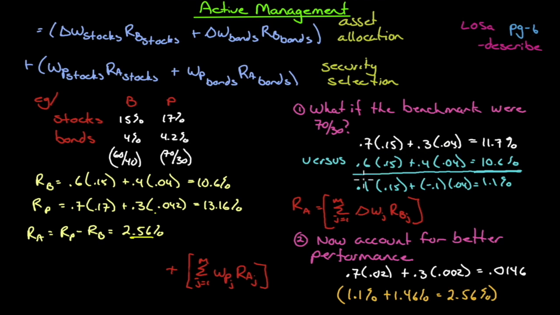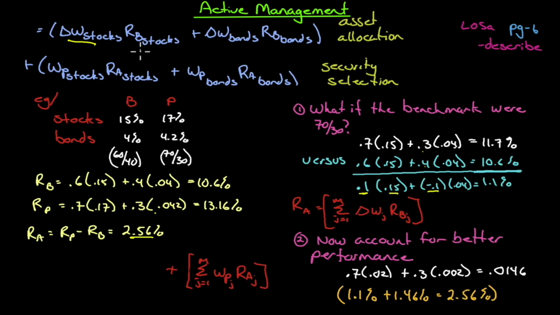Here's the original 60-40. If we subtract them, because we subtracted these two numbers, so let's subtract all the way along. 0.7 minus 0.6 is 0.1. 0.3 minus 0.4 is negative 0.1. Well, what is 0.1? That is the active weight on stocks. 60 to 70. So we're 10% overweight. So it's a positive 0.1 for the active weight.